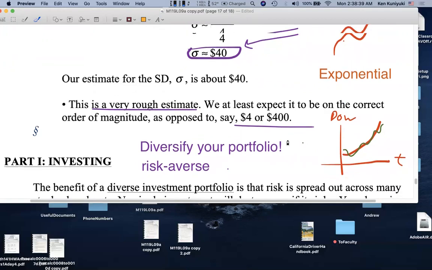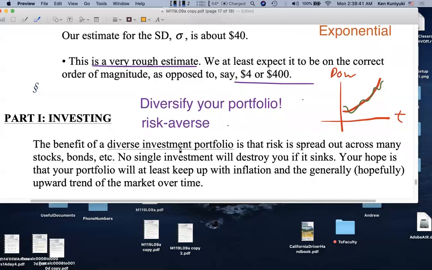All right. So the benefit of a diverse investment portfolio is that risk is spread out across many instruments: stocks, bonds, cash for that matter. Although cash loses value over time because of inflation, the hope is that stocks will beat inflation overall, right? 8% usually does beat 3% or so inflation. But you have to understand that cash itself loses value over time. In fact, that's one theory as to why in the times of coronavirus, people are parking in stocks, because bonds aren't doing so hot and cash loses value inevitably.